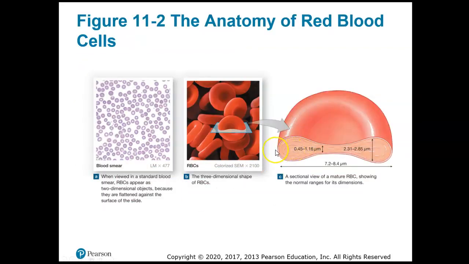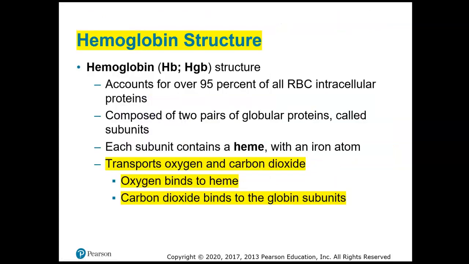This is what they look like. This is an electron micrograph image of a red blood cell, and this is what they look like under a light microscope. If we were to look at a blood smear, they have these little white circles in the center where their centers are kind of indented on the top and the bottom. So that's what biconcave means.